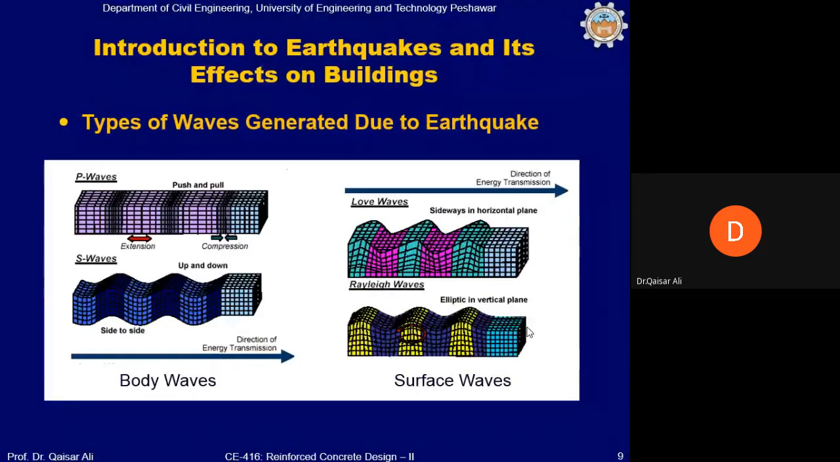These are types of waves; you must have studied these types of waves in the seismology course. There are body waves and surface waves. Body waves are further classified into two: P and S waves, compressional and shear waves. P waves are called P because they are push and pull waves, and S waves are shear waves, where up and down, side to side movement can occur. And then there are surface waves.